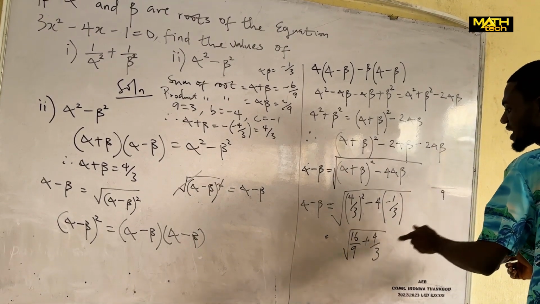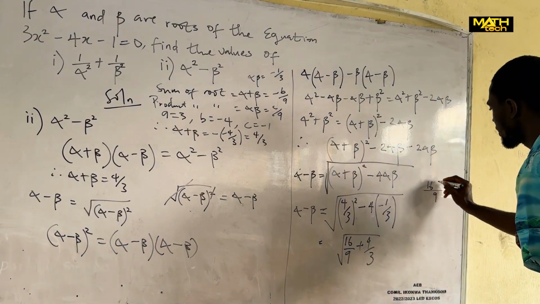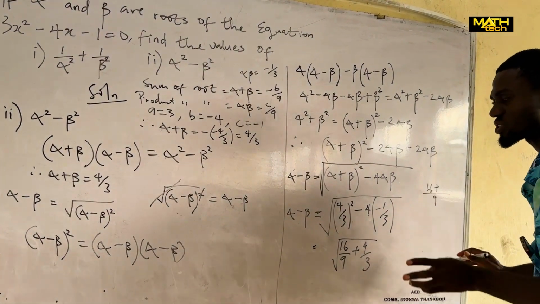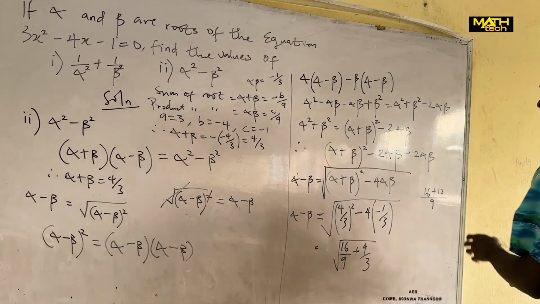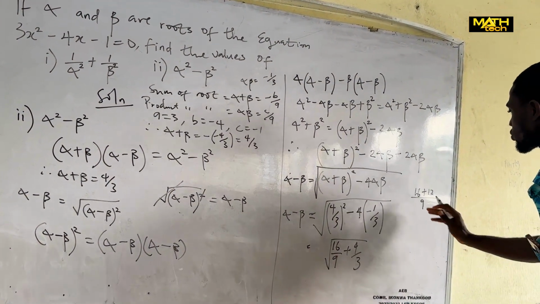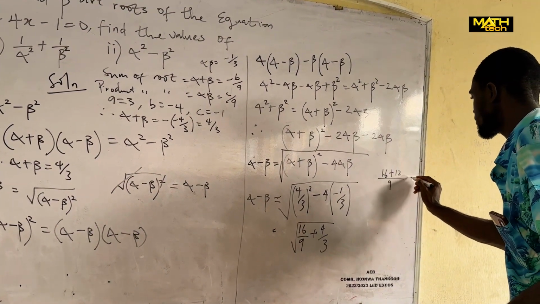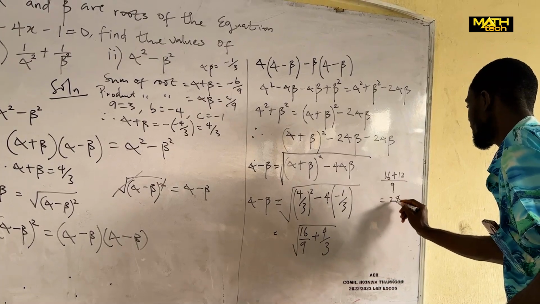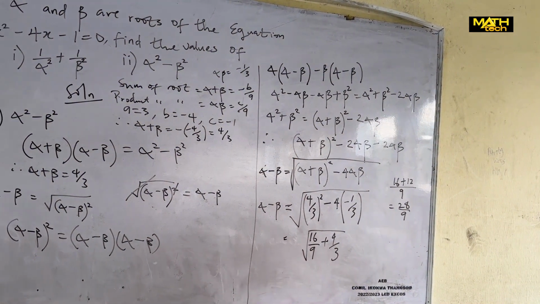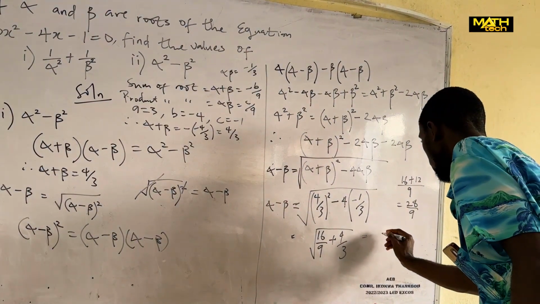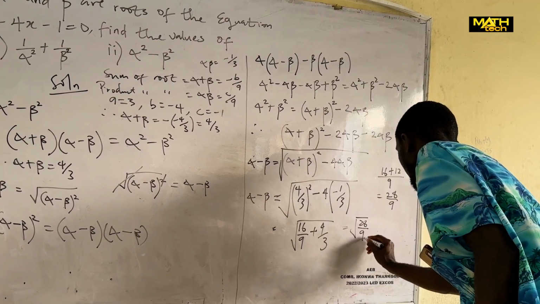If the LCM is 9, 9 divided by 9 gives us 1. 1 times 16 gives us 16. Plus 9 divided by 3 gives us 3. 3 times 4 gives us 12. So what we'll be having here is 16 plus 12 equal to 28 all over 9. So therefore, this will be equal to the square root of 28 all over 9.